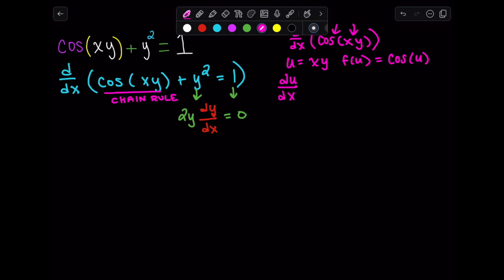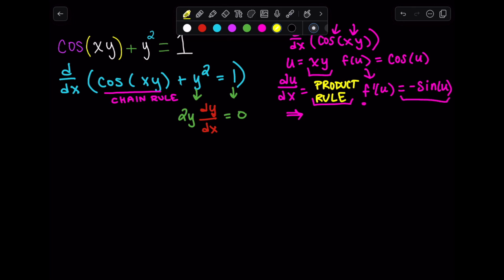So du dx of xy is actually going to be a product rule application. The derivative of f of u, f prime of u, is going to be negative sine of u. And before we go ahead and finish the chain rule, which is going to be this value multiplied by this value, let's move down here in yellow and just apply the product rule real quick to get the derivative with respect to x of xy. If you want a more in-depth view of the product rule, please look at this video previously in the playlist, but we're just going to jump right in with a simpler explanation.